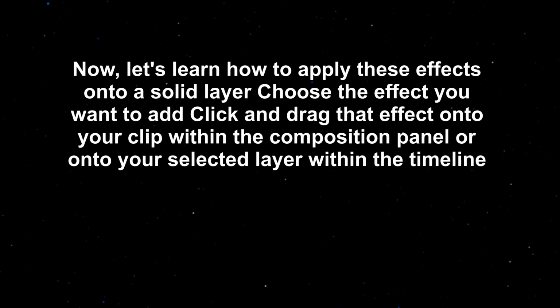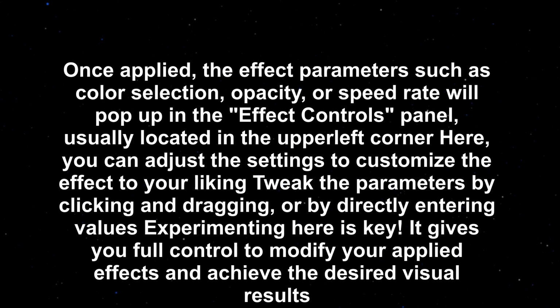Now, let's learn how to apply these effects onto a solid layer. Choose the effect you want to add, click and drag that effect onto your clip within the composition panel or onto your selected layer within the timeline. Once applied, the effect parameters such as color selection, opacity, or speed rate will pop up in the Effect Controls panel, usually located in the upper left corner here.